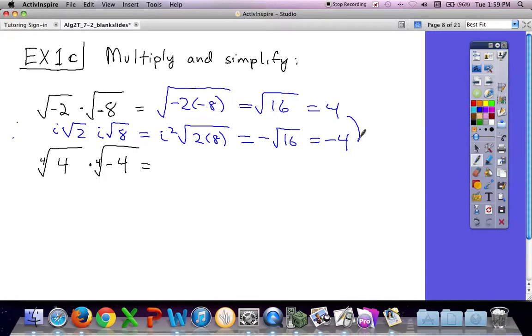And the reason is you cannot apply this property unless both of these factors are real numbers. They must be real or the property doesn't apply.